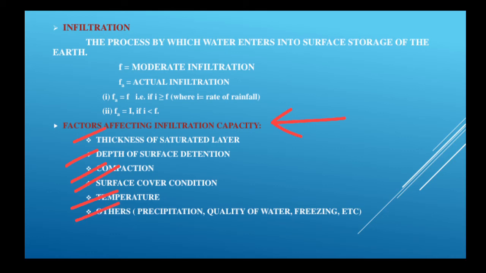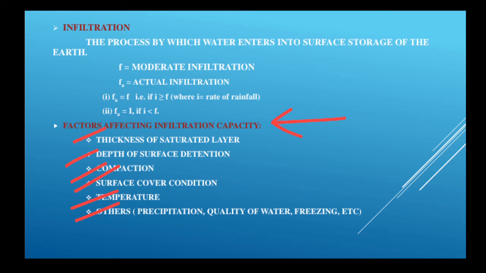And other factors are also taken into consideration, nothing but precipitation, quality of water and freezing point of the water. Based upon the precipitation, nothing but the rainfall, infiltration will be dependent, and the quality of water. Rainwater is the purest form of water in the universe. But while dropping to the earth's surface, some water particles collide with the gases and small organic matter present in the atmosphere, and it becomes somewhat less in quality. So quality will be reduced at the time of dropping. So based upon that quality of water also, infiltration will be dependent.